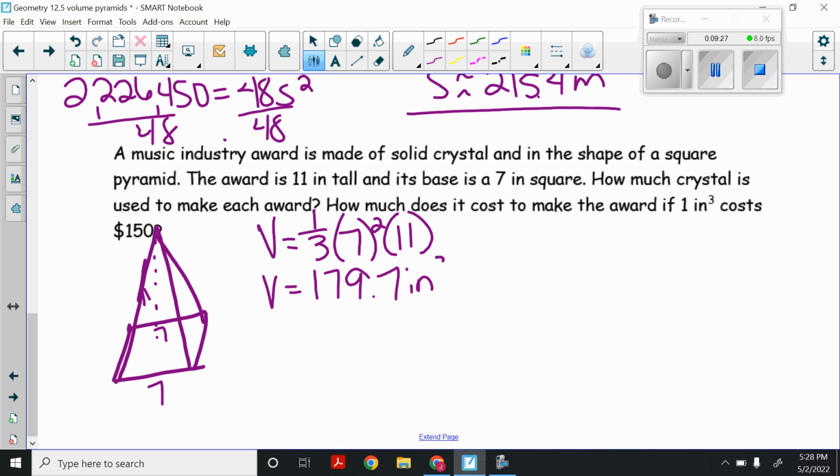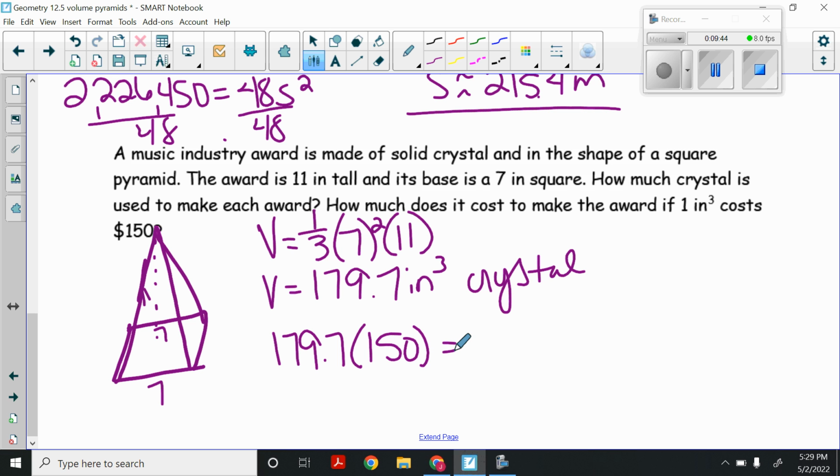So when I multiply 7 squared, 49, times 11, divided by 3, I end up with 179.7 cubic inches of crystal used to make each award. The award costs $150 per 1 cubic inch. So now I'm going to take 179.7 times 150. Each award costs $26,955 to make. So that's a pretty expensive solid crystal award for the music industry.